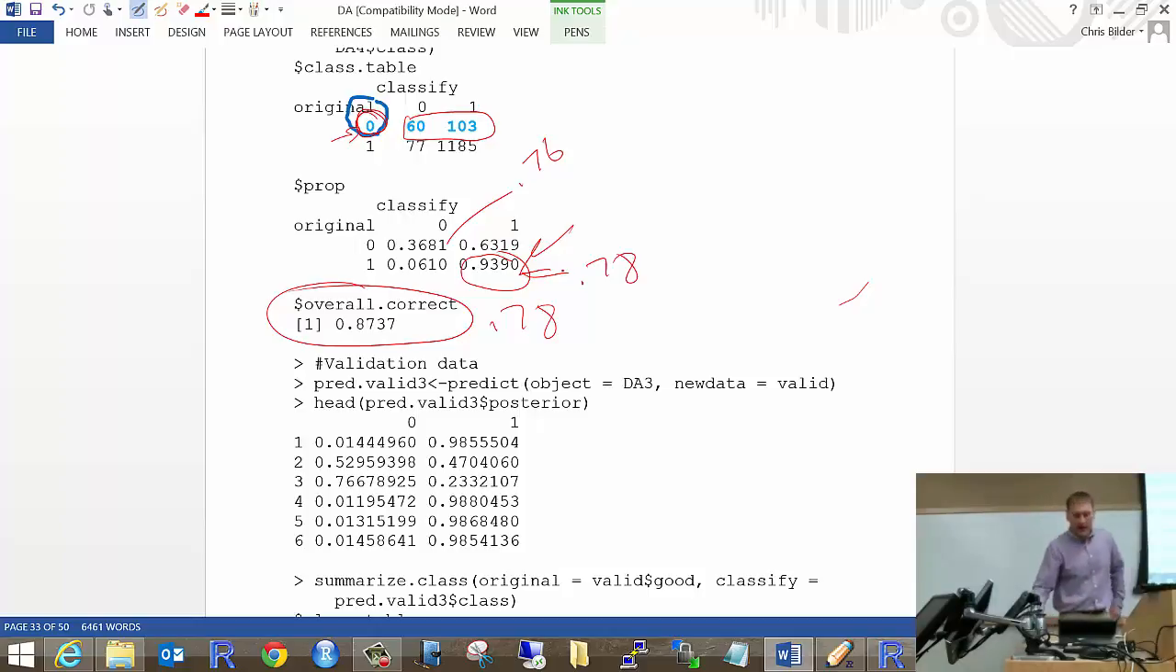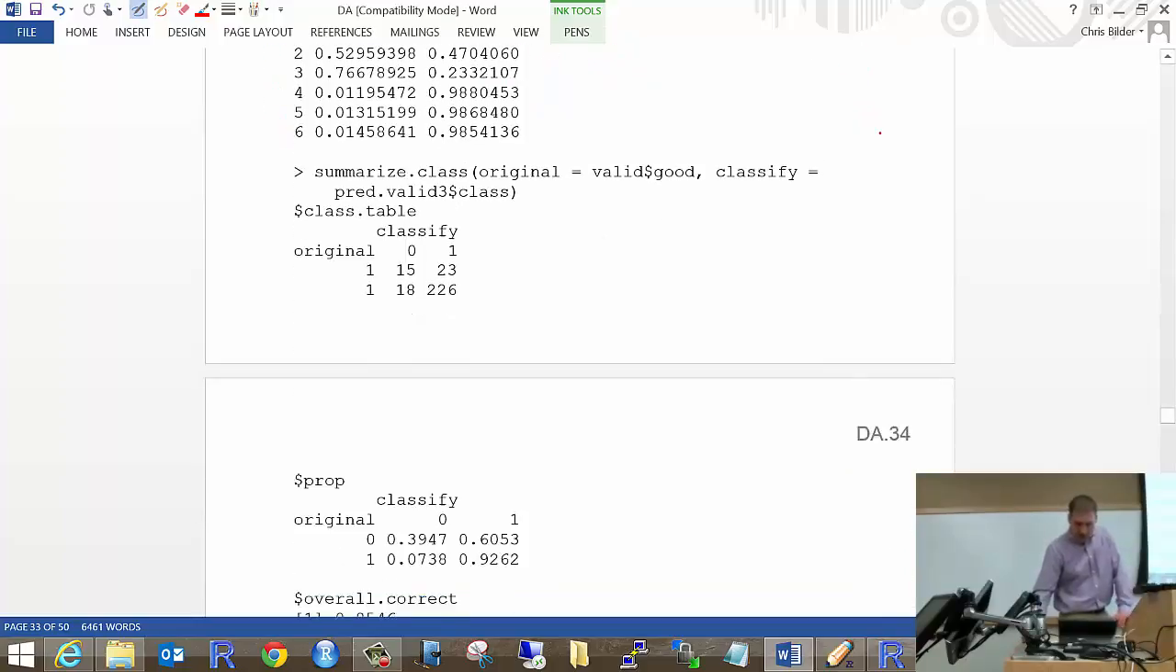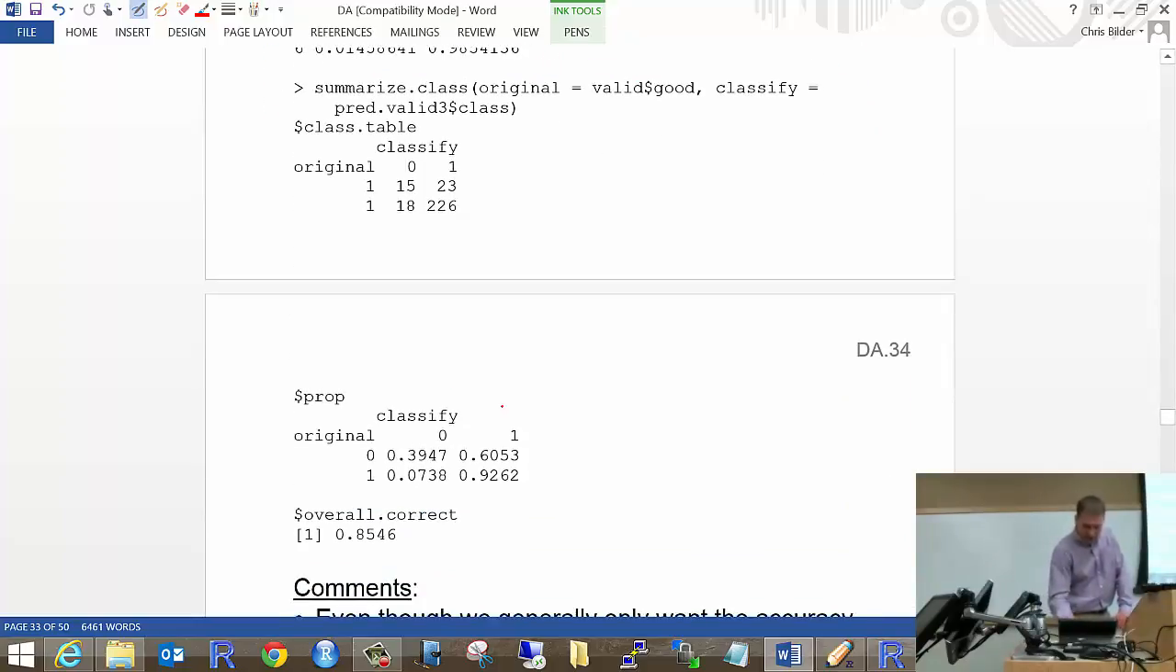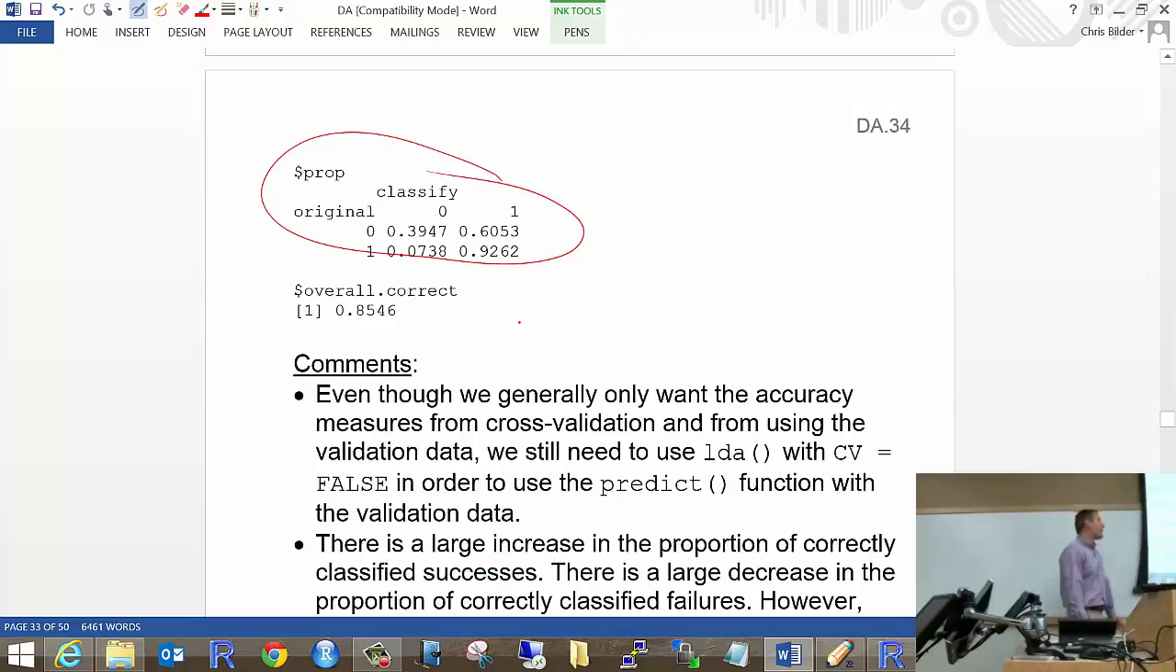Now let's go to the validation data set. So I use my results from now DA3. I put in my validation data there for my new data argument. Here are my posterior probabilities. And let's just jump right down to the classifications. Focus on this table here. You can see that I am getting somewhat similar results to what I did with cross-validation. My overall correct rate is 0.85, which, let's see, do I have that?